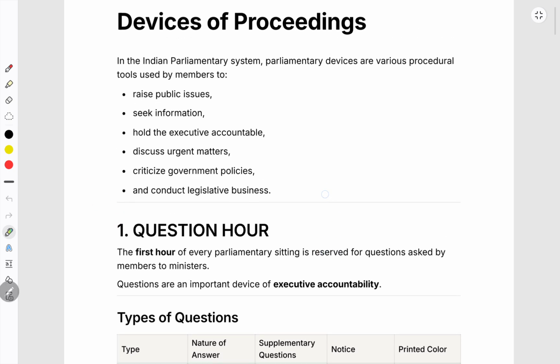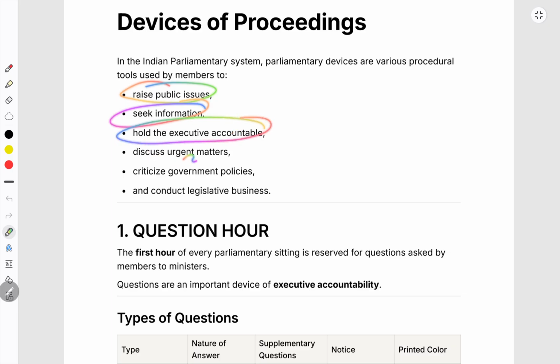So understood, right? ये devices जो parliamentary proceeding के devices हैं क्यों use होते हैं? ये basically to raise any public issue, कोई information seek करना हो, कुछ urgent matter discuss करना हो, कुछ government policies criticize करनी हो, right? To conduct any legislative business or to hold the executive accountable, we use these devices.